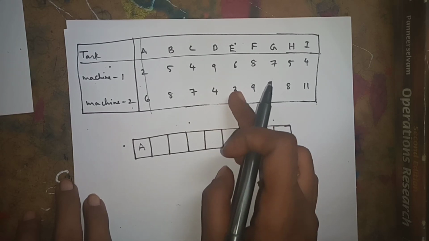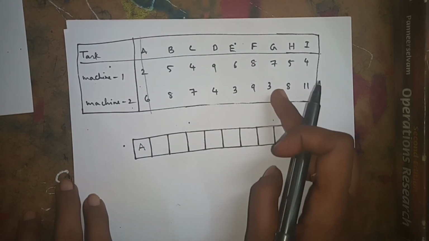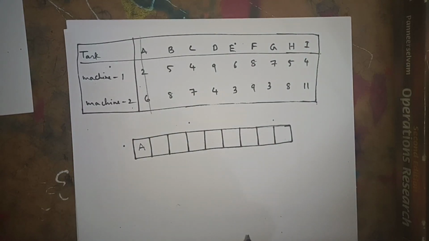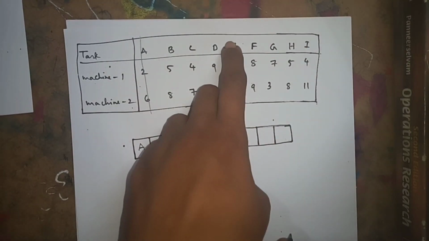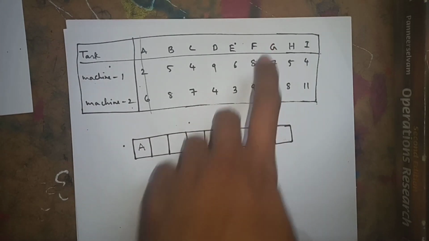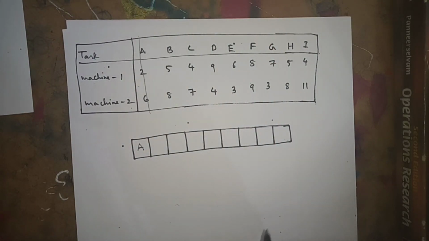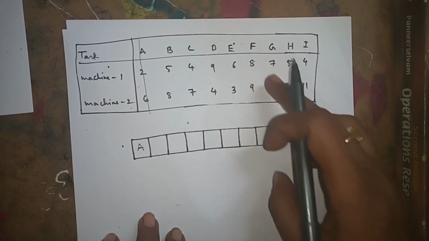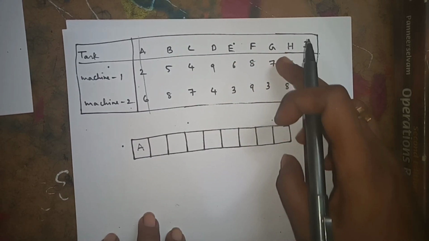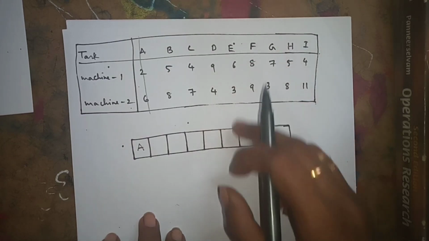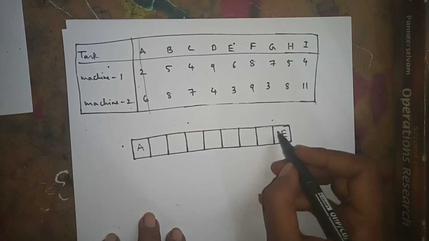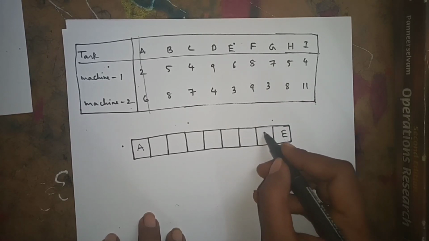Now for 3, task E is there, and for 3, task G is also there. Which one should we write first? Now 3 is there for task E, 3 is there for task G also. Which one should we write first? To find that, above 3 how much is there? 6 is there. Above the other 3 how much is there? 7 is there. Which one is minimum? 6 is minimum. That's why we should write E first and then G.